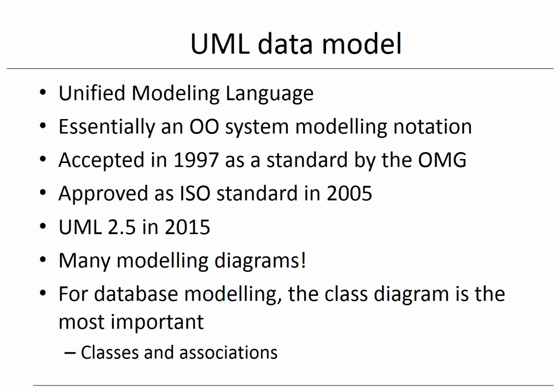The most recent version is UML 2.5, introduced in 2015. To model both the data and process aspects of an information system, UML foresees various diagrams, such as use case diagrams, sequence diagrams, package diagrams, deployment diagrams, etc. From a database modeling perspective, the class diagram is the most important. It allows to visualize both classes and their associations.